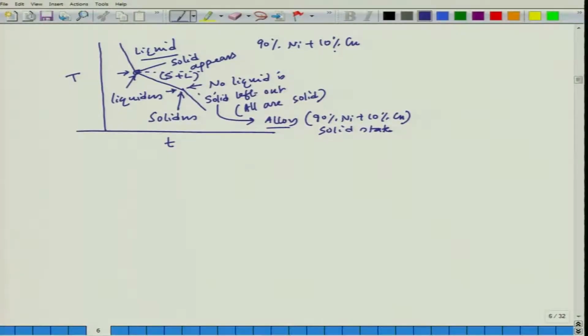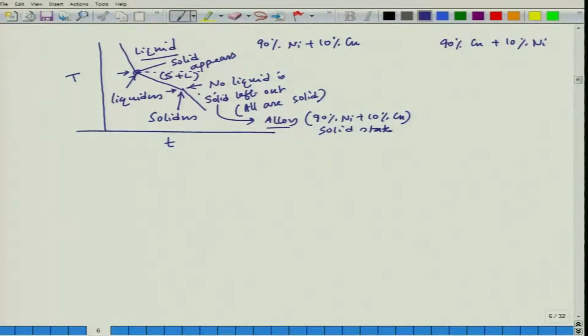This is 90% nickel and 10% copper. Similarly, if we make it 90% copper plus 10% nickel, it would also form solid as well as liquid solution, rather solid alloy as well as liquid alloy, and that time we call it an alloy of copper where 10% nickel is present. And in case of copper nickel system, we know that they can be mixed at any proportion in liquid as well as in solid state.